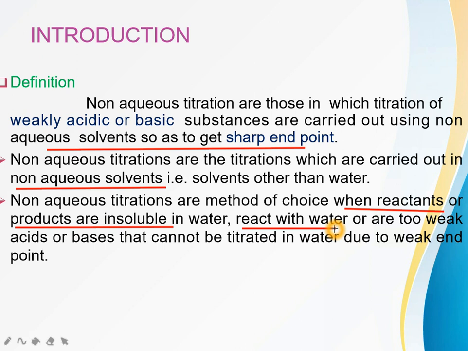And the third reason is if a sample is too weak an acid or base, so that it cannot be titrated in water because it will not give a sharp endpoint. That is, a weakly acidic or weakly basic sample, if titrated with water as the solvent, will not give a sharp endpoint. So to get this sharp endpoint we can go for the non-aqueous titrations.